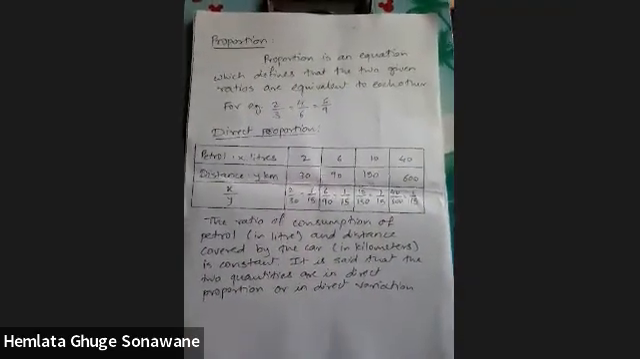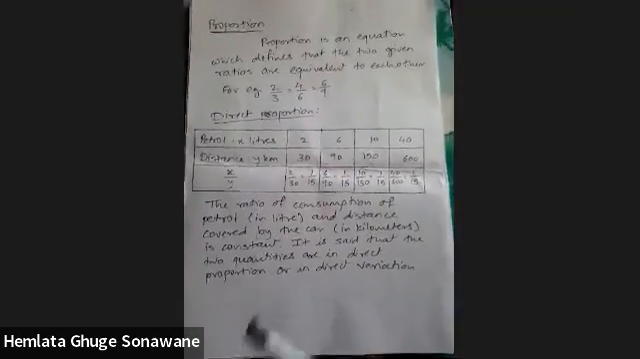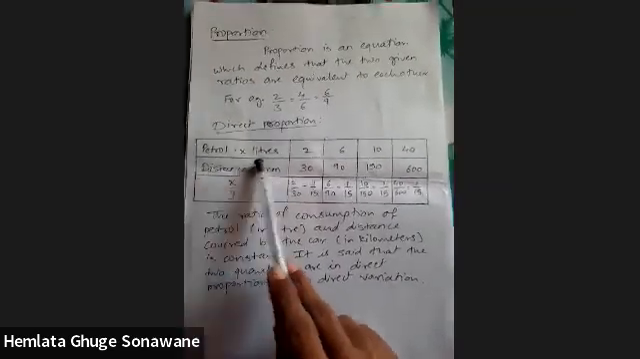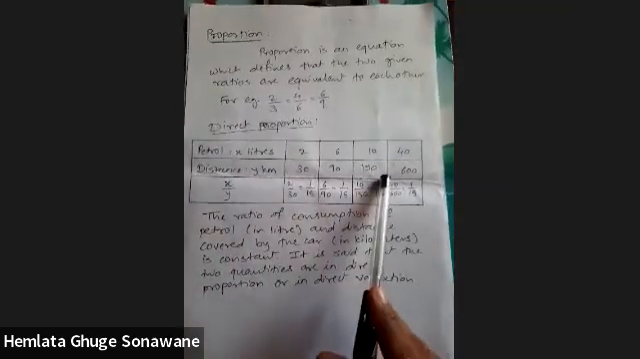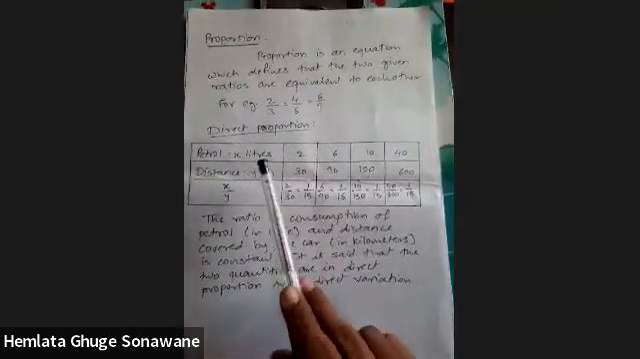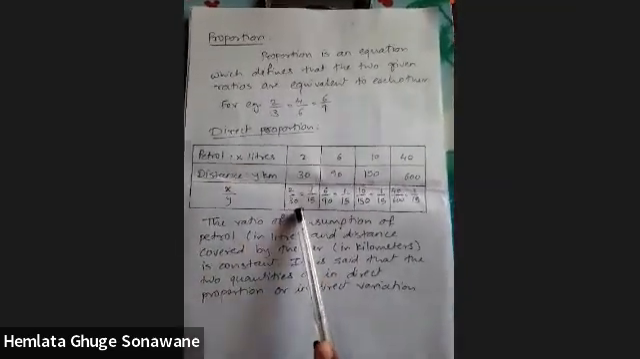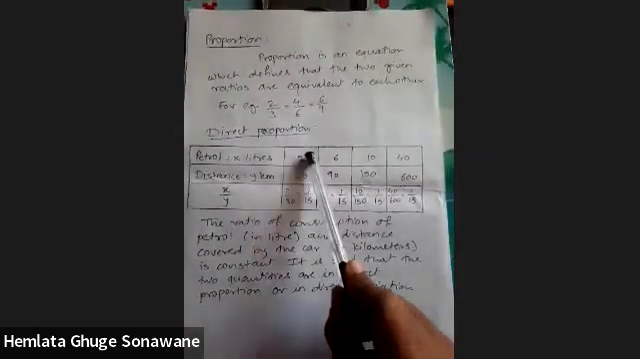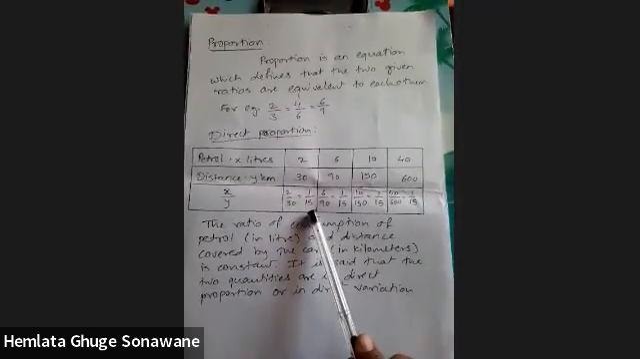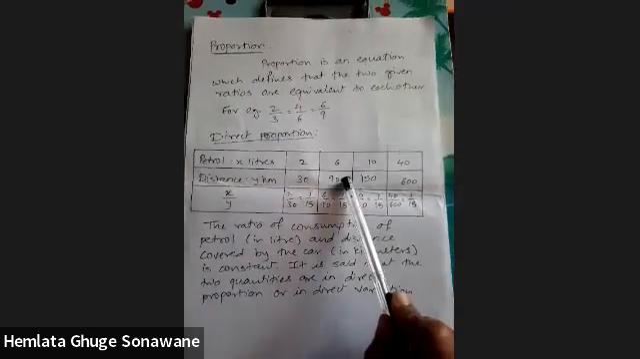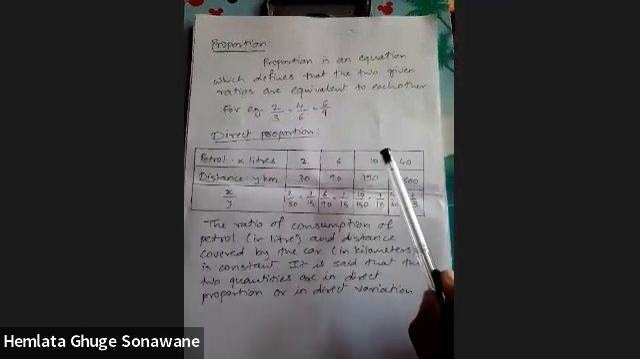Okay, now proportion is in two forms, that is direct proportion and inverse proportion. Here is one example of direct proportion: petrol in liters is given and the distance traveled by a vehicle is given. If its ratio is x upon y, then that is in direct proportion. Here, 2 upon 30, if we simplify this, it becomes 1 upon 15. Same for 6 upon 90, simplify, we get 1 upon 15.